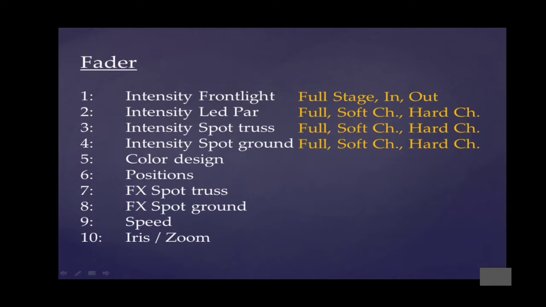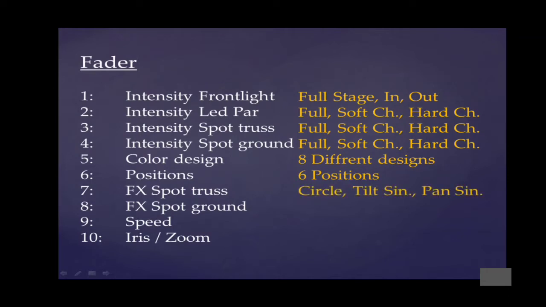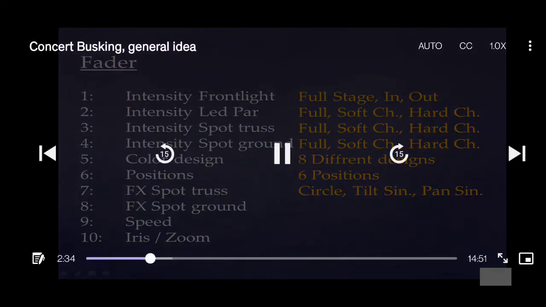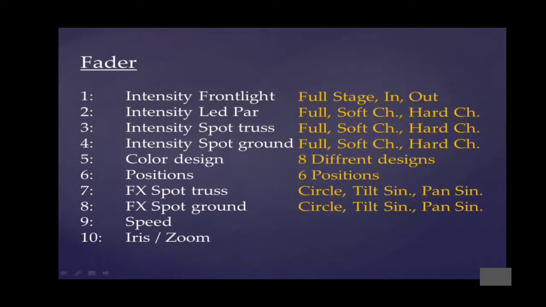Now we're going to do 8 color designs. And for the positions, we're going to limit it to only 6 positions. The effects for the spot truss, there will be 3 different effects. A circle, a tilt sinus and a pan sinus. Same thing we're going to do for the spots on the ground. Same 3 effects, circle, tilt and pan sinus. Well, speed is a speed. This speed here.